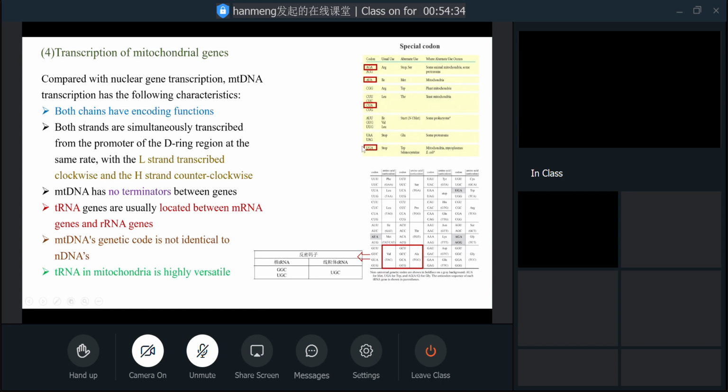And here the UGA is a stop codon in the nuclear gene, but in the mitochondria, it is a TRP amino acid. It can translate to amino acid. And the tRNA in the mitochondria is highly versatile. Here, the triplet codon for the valine amino acid is GCU, GCC, GCA, and GCG.